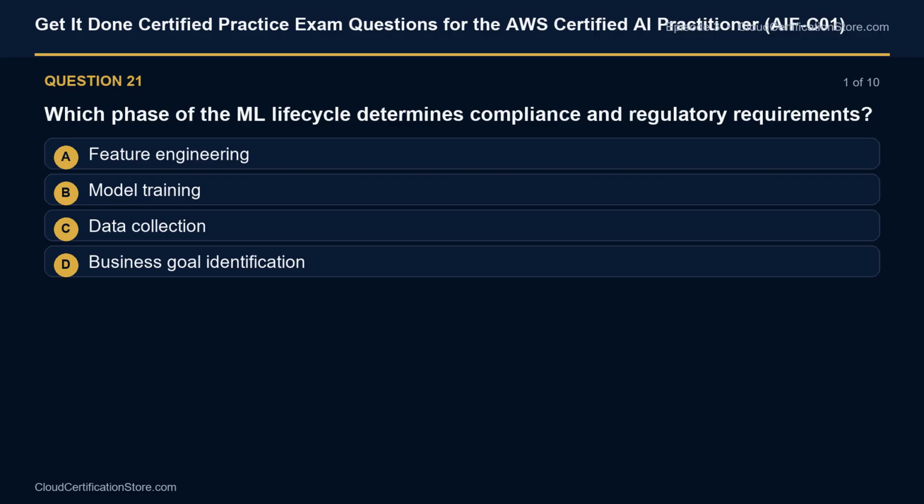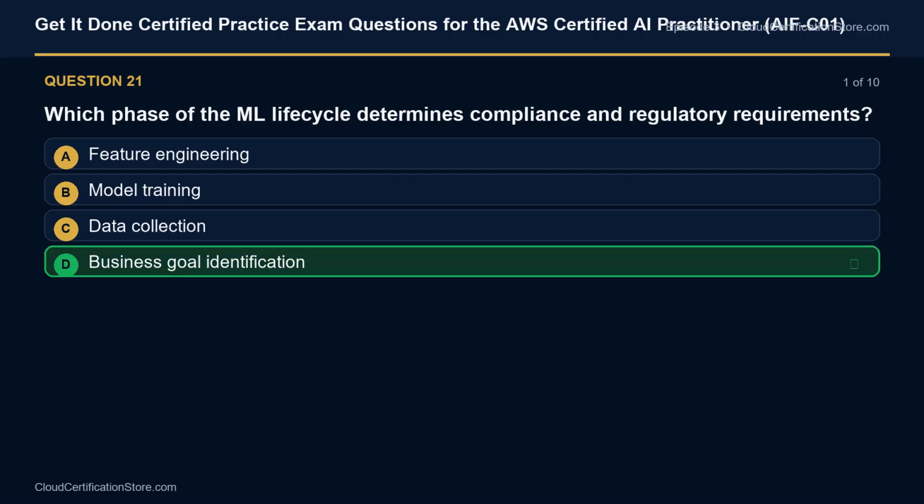Question 21. Which phase of the ML lifecycle determines compliance and regulatory requirements? Option A, feature engineering. Option B, model training. Option C, data collection. Option D, business goal identification. The correct answer is D, business goal identification.